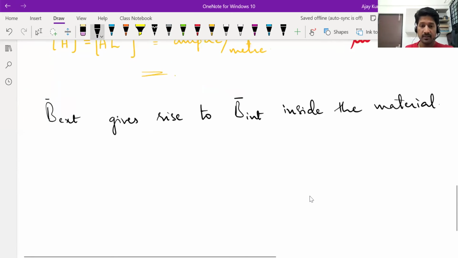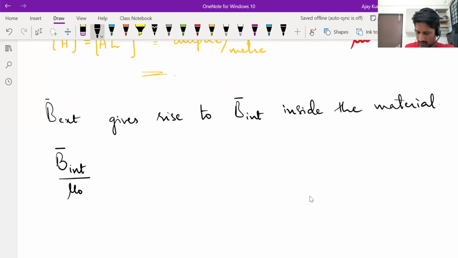Then we define a quantity called intensity of magnetization. That is B internal, the internal magnetic field, divided by mu naught. This is denoted by the symbol I with a bar on it. It's a vector quantity. This is called intensity of magnetization.